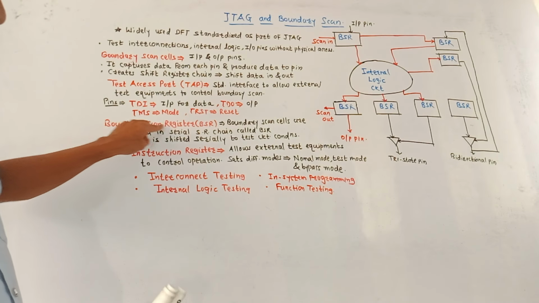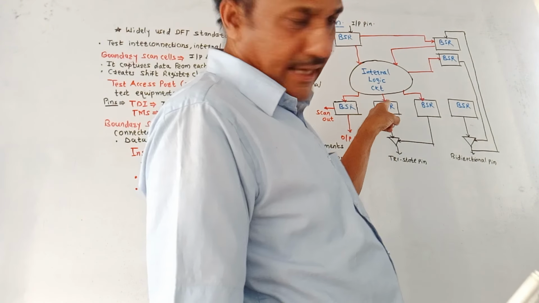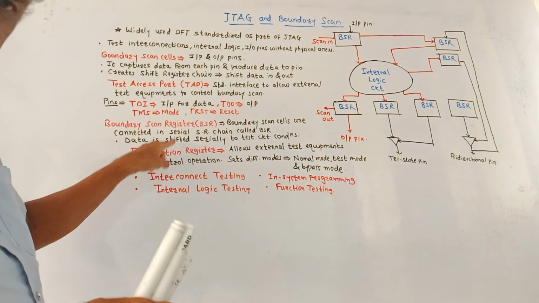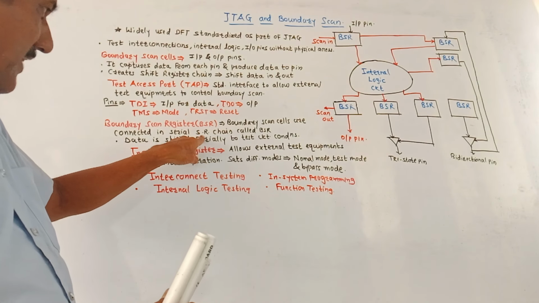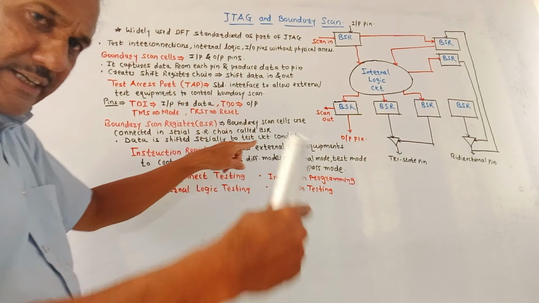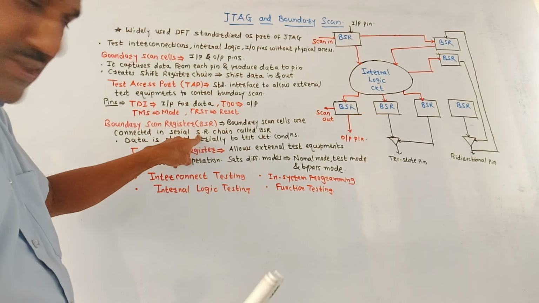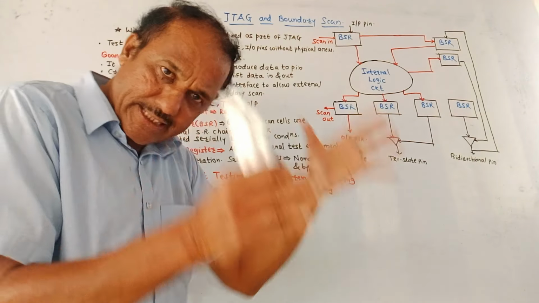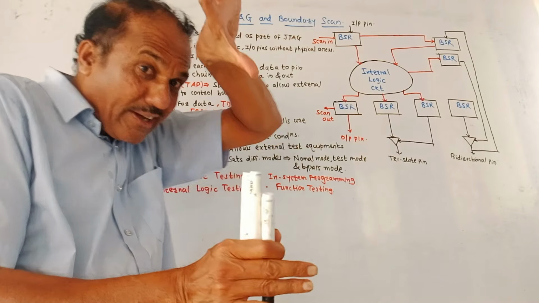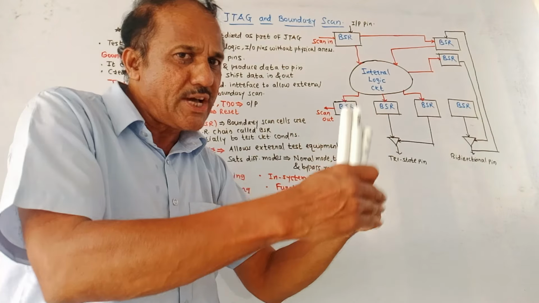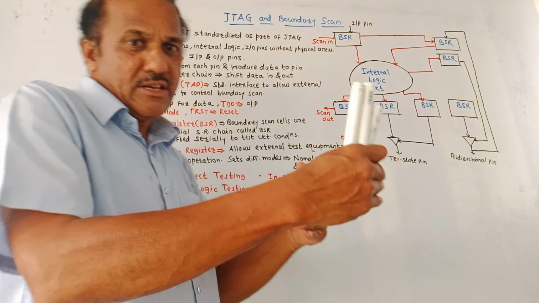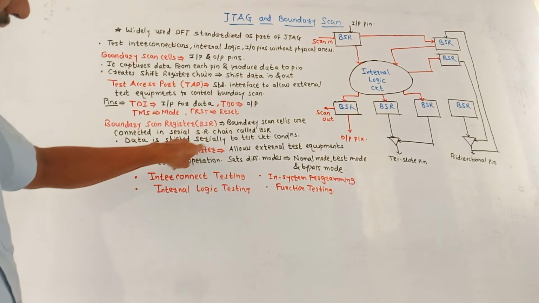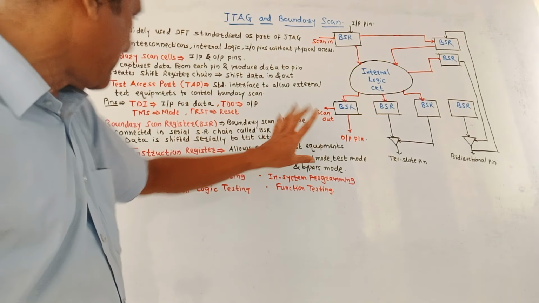Then BSR, boundary scan register. As I mentioned, at different places in the diagram, I have shown BSR. So boundary scan cells are connected in a serial shift register. SR stands for shift register. So boundary scan cells are connected in a serial fashion in the form of a serial shift register chain. It is called BSR. So as I said earlier, BSR is a collection of different boundary scan cells which are connected as a chain, like a shift register. So the data is shifted serially to test the circuit conditions.